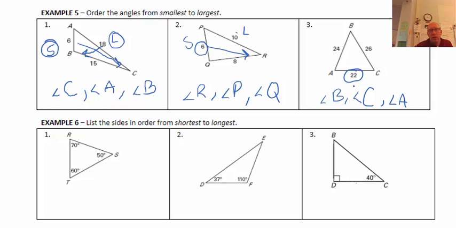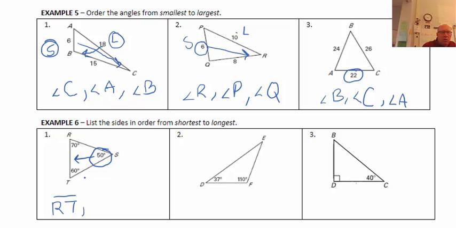Now example 6 is going to build on that same idea, only now our job is to list the sides in order from shortest to longest. And again, you'll notice the actual side lengths are not there. But using that same concept as before, if we need to go shortest to longest, let's look for the smallest angle. Here is our 50, and that means that this side, built by the letters R and T, remember these are side lengths, and these are actually segments, should be our smallest.